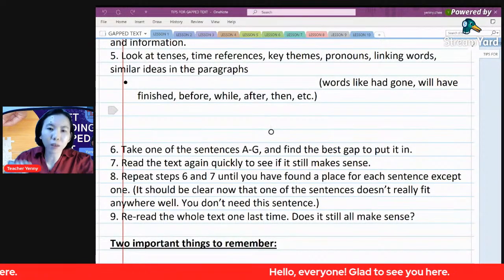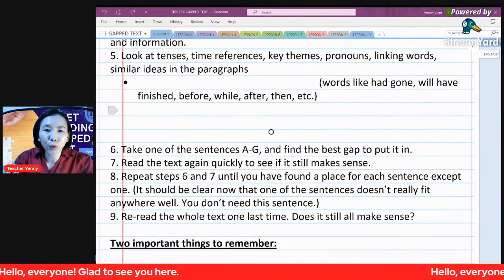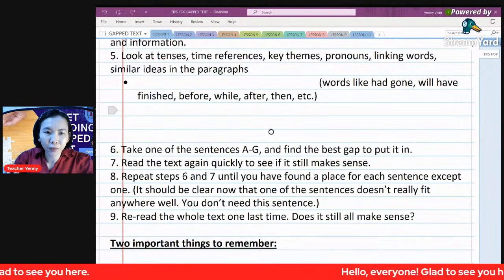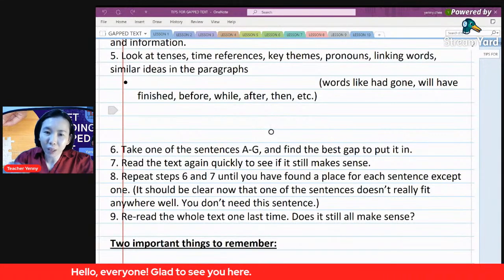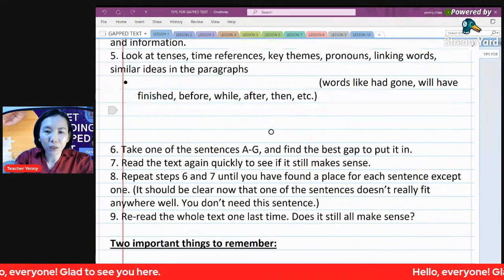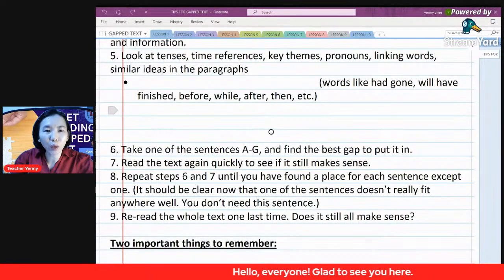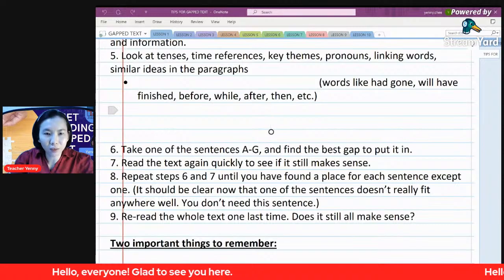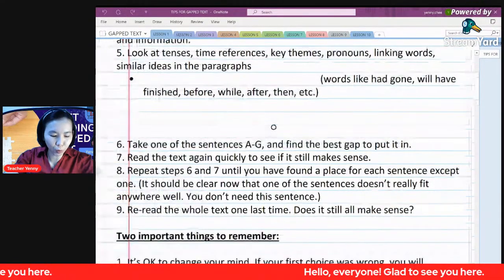If it doesn't make sense, you need to repeat steps 6 and 7 until you have found the best answer. So you need to read the whole text again, for the last time. Does it make sense? If it doesn't make sense, then you have to change your answers. Don't worry, because you can change your answers.